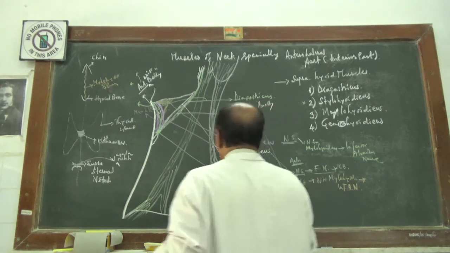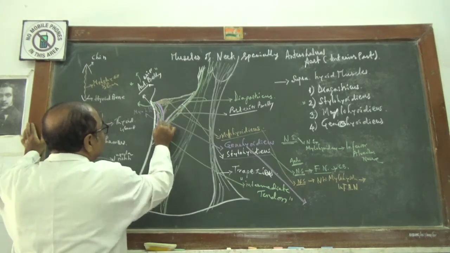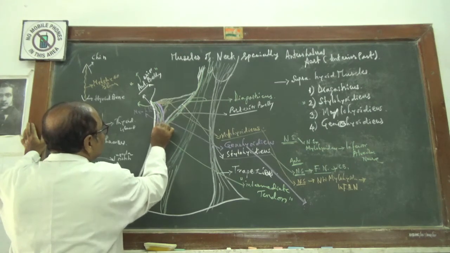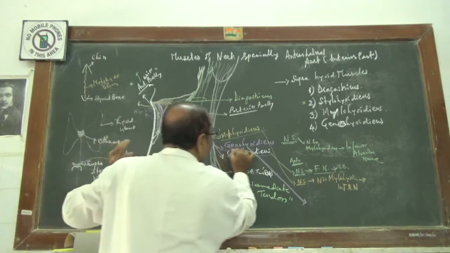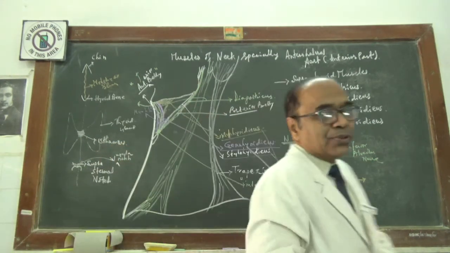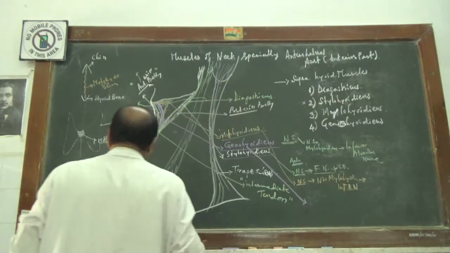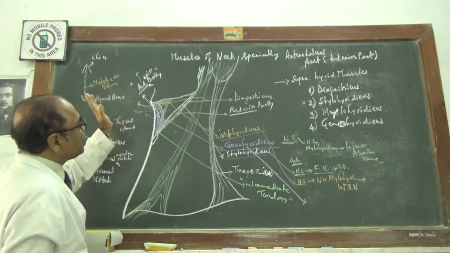Here you will get the genioglossus. I have done it with the purple. You see this, this is the purple thing. And this is the geniohyoideus. The nerve supply for this and the relations: superficial skin, superficial fascia, deep fascia.